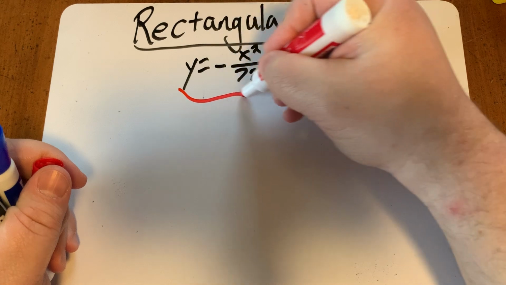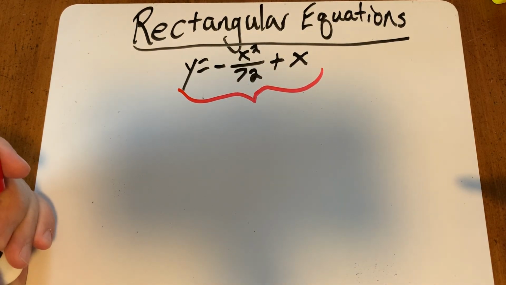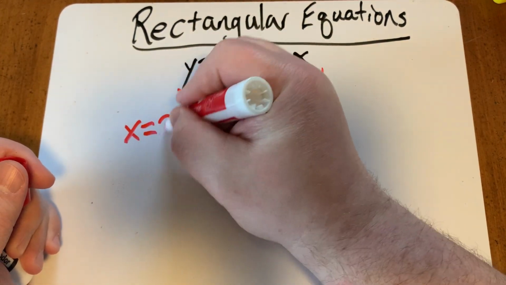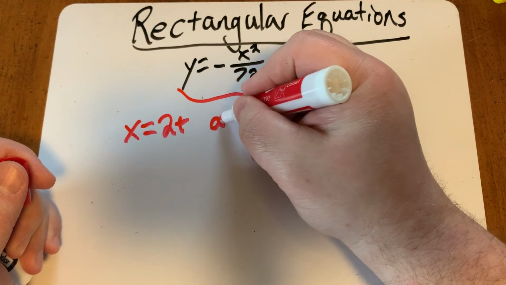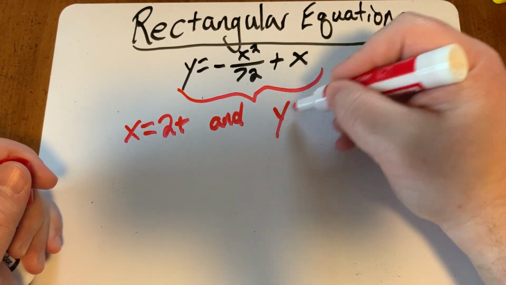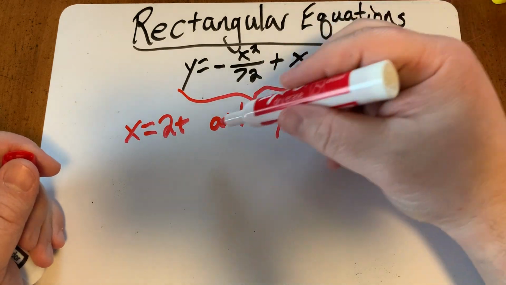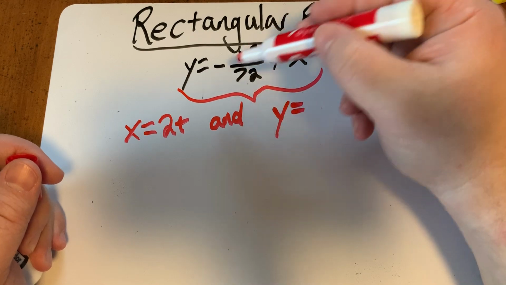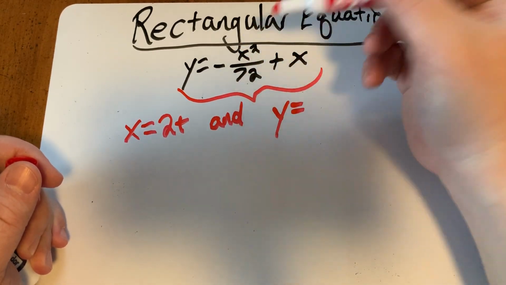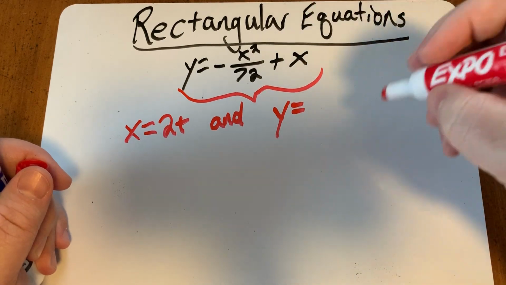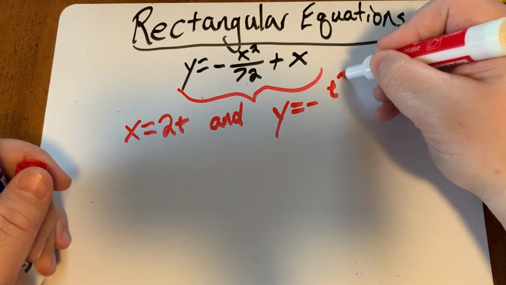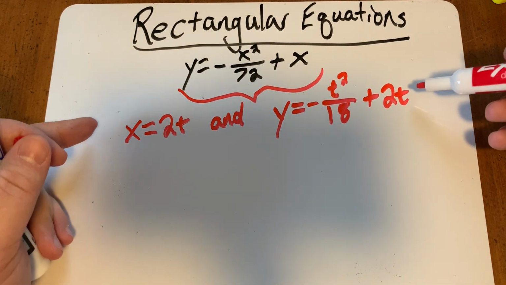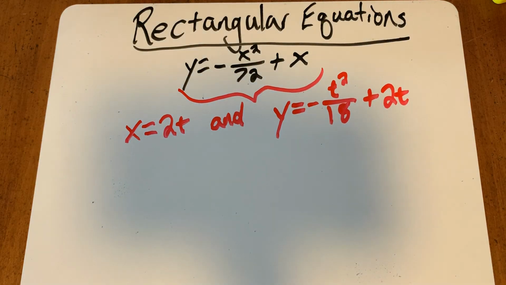So, let's say we brought in a third variable of t. So let's say we let x equal 2t. Correspondingly, if x equals 2t, and we want to redefine y in terms of t, we would just substitute in for x with 2t. So 2t squared is 4t squared. 4 over 72 is 18. So it's negative t squared over 18 plus 2t. So this says the same thing as that.